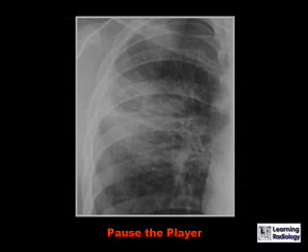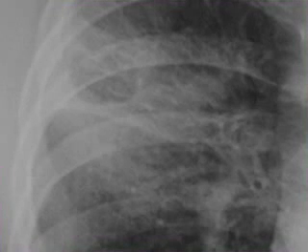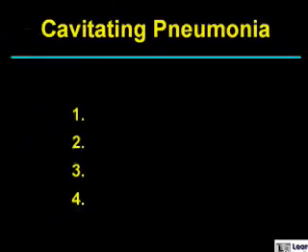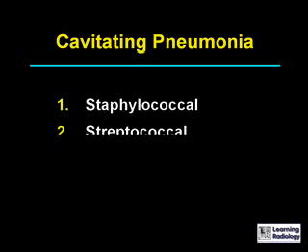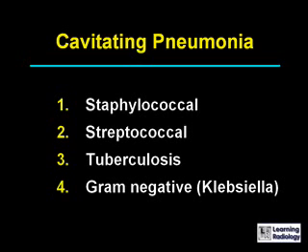This is the next differential. Pause the player. The differential is for a cavitating pneumonia. There are four main causes. Pause the player. The four main causes of cavitating pneumonia are staphylococcal pneumonia, streptococcal pneumonia, tuberculosis, and a gram-negative pneumonia like Klebsiella.